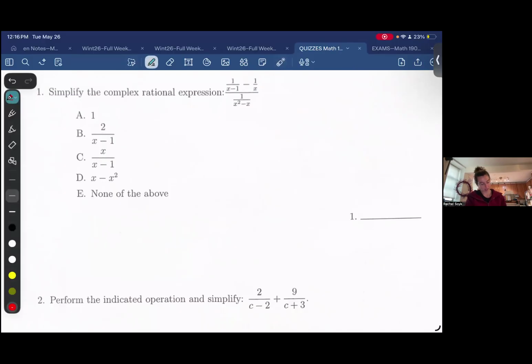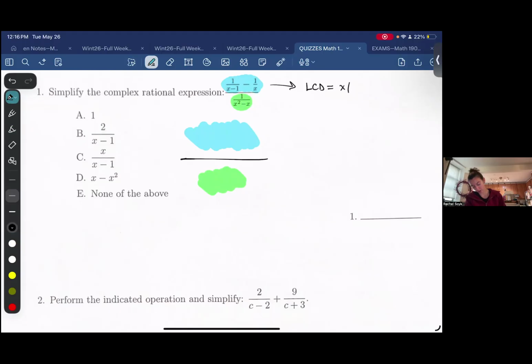So the key in answering a question like this is to first see if you can simplify the numerator into one fraction. And then lucky for us, the denominator is already in one fraction. So how do we put it into one fraction? We want a common denominator. So our LCD, our least common denominator here, is just the product of x and x minus 1, which means we're going to multiply that first fraction by x over x and the second one by x minus 1 over x minus 1.